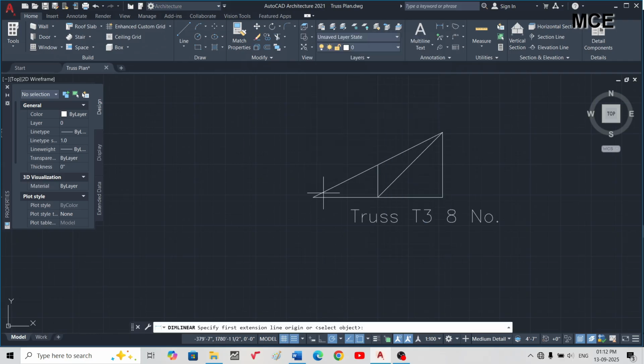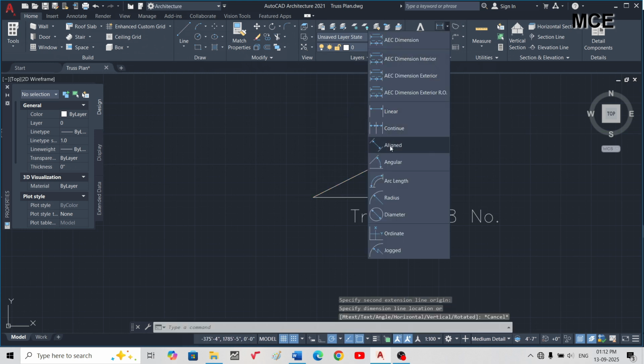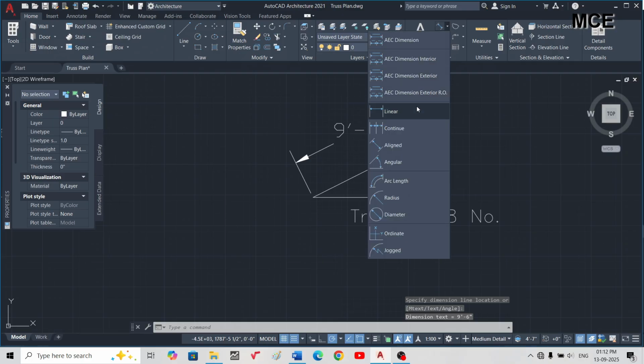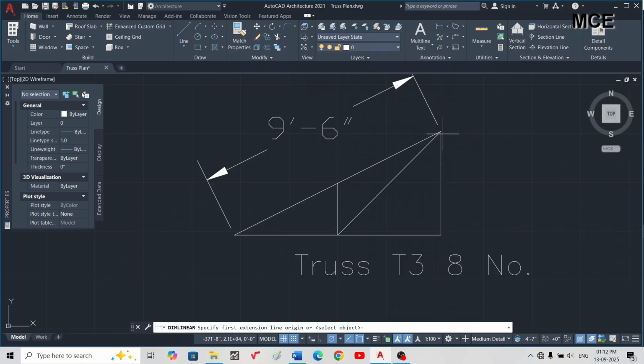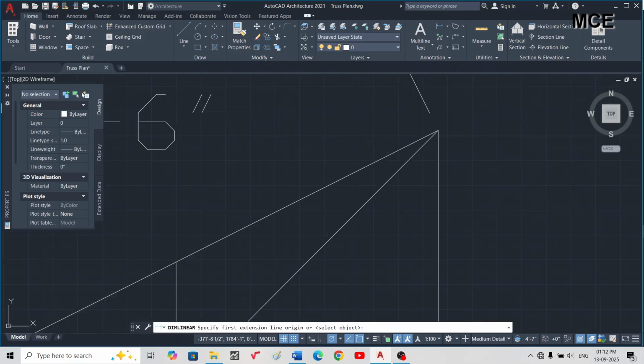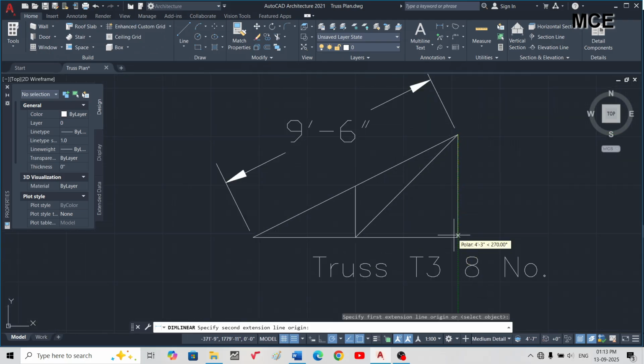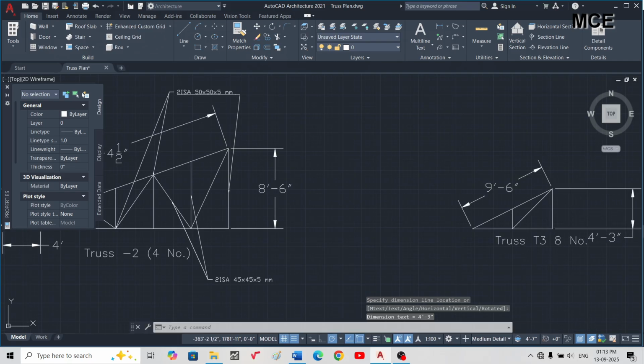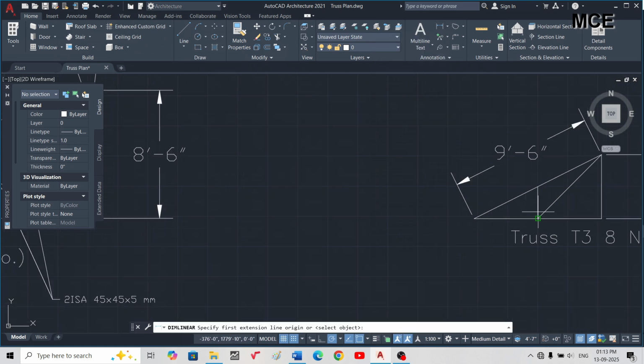T3. Okay, the length of the rafter for truss T3 is, sorry, it's inclined, is 9 feet 6 inches. King post is 4 feet 3 inch. Okay, and this gap is also 4 feet 3 inch.